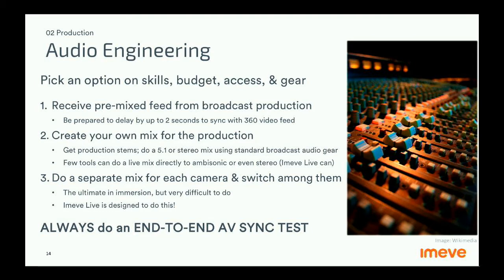Second would be to create your own mix for the production. There you can ideally get stems from the broadcast production and do your own spatial mix. Now you might be able to do that to 5.1. Ideally you want to do it to ambisonic.